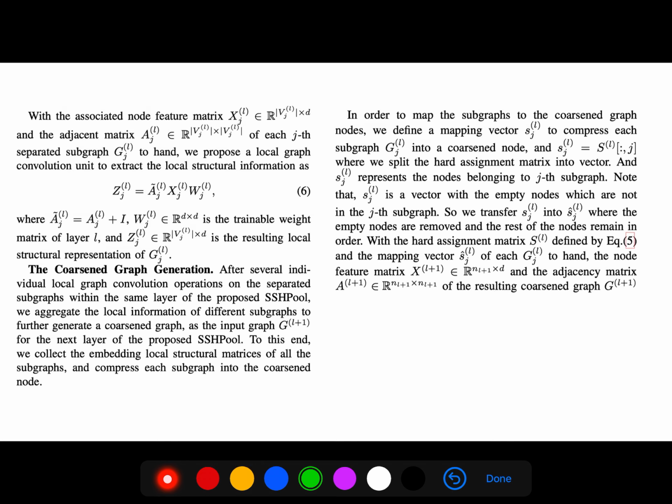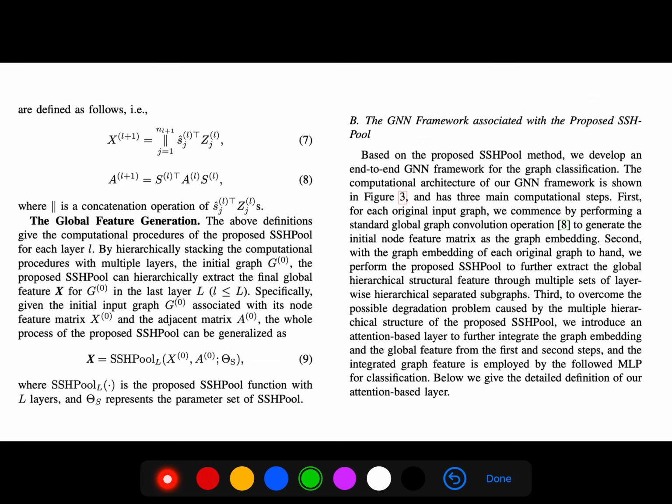So in order to match subgraphs to the coarsened graph, we define a mapping vector S_j to compress each subgraph into a coarsened node, where we split the hard assignment matrix into vectors, and S_j represents the nodes belonging to the j-th subgraph. So you get the idea. Then you can concatenate these representations of different supernodes, and that's it. You get X.